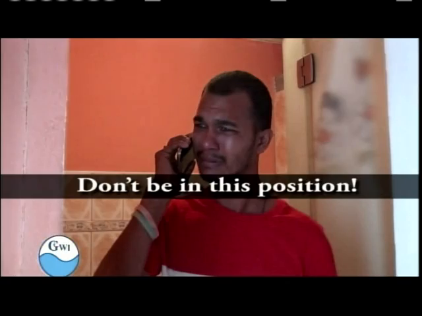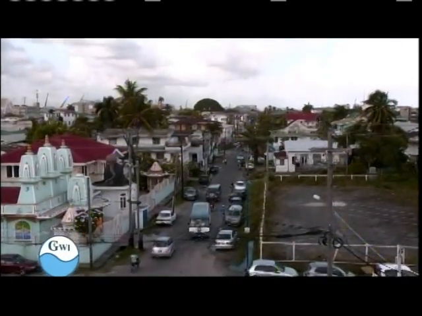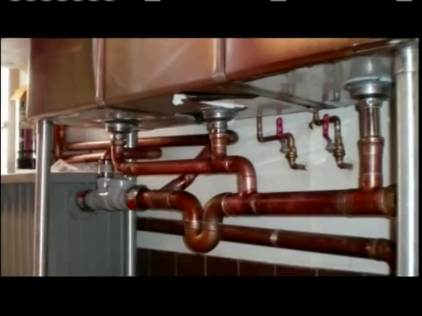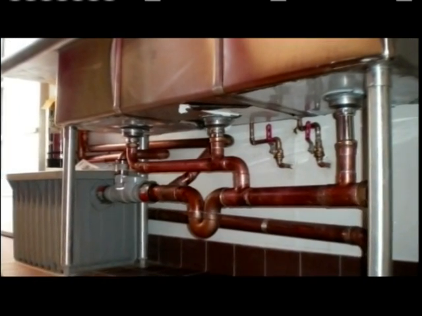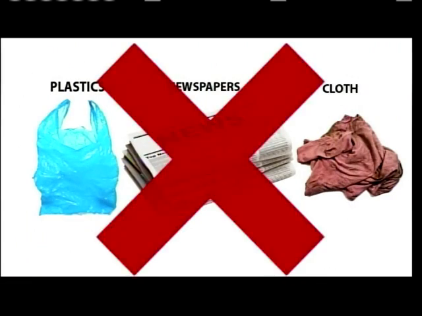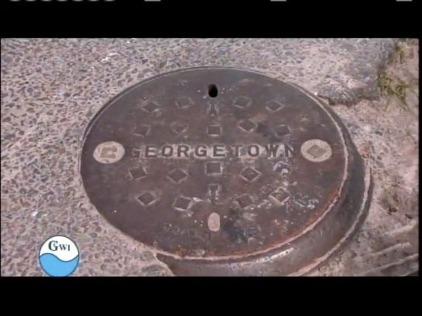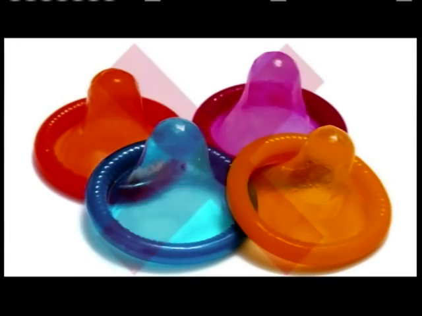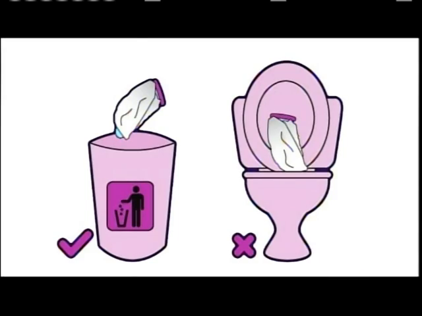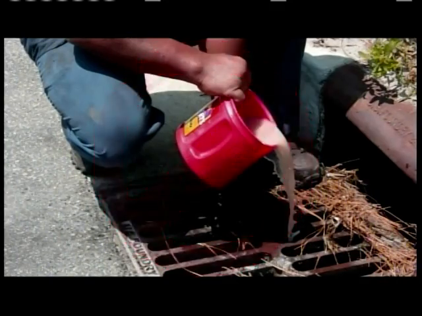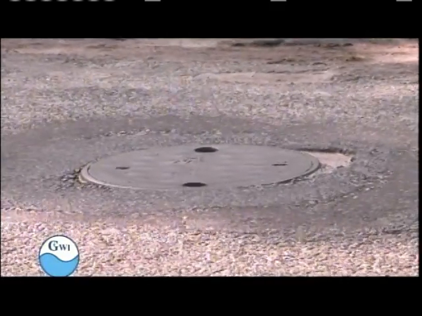Don't be in this position. The government of Guyana has invested in excess of $6.5 million to rehabilitate the sanitation system in Georgetown. But you must do your part. All businesses involved in food preparation must install grease traps. Residents must desist from flushing plastics, newspapers, cloth, or any other solid material via toilets. The system was made to accommodate human waste only. Desist from flushing condoms via toilets. Dispose of these in a garbage bin. Do not remove or tamper with chamber covers. Do not dump garbage, construction waste, or any material via sewer chambers.